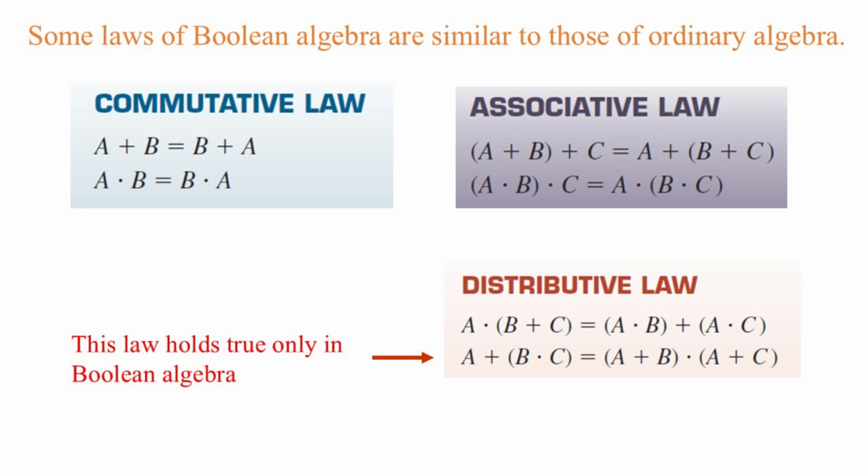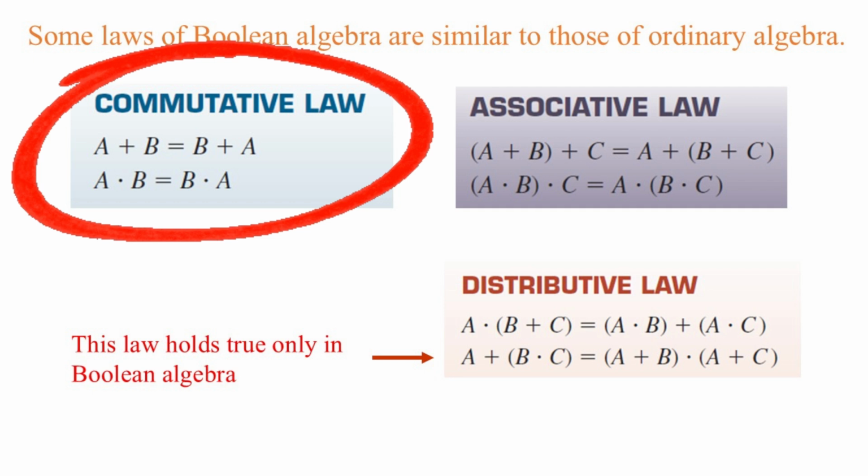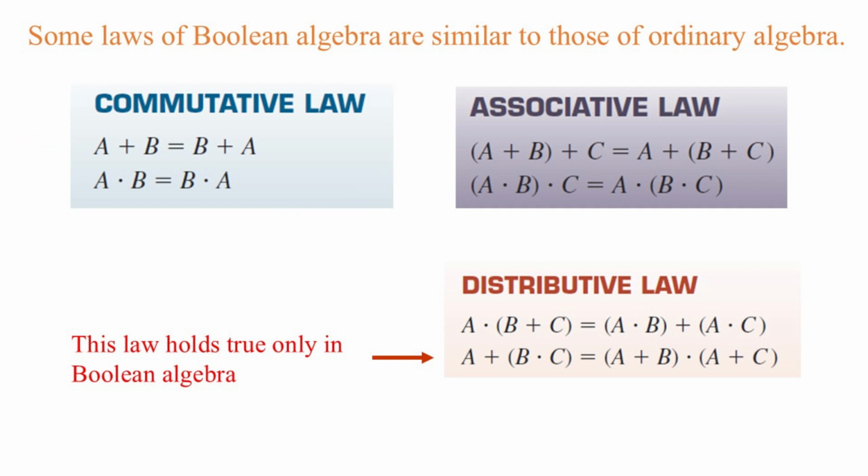The first is the commutative law. For the OR gate we have A plus B equals B plus A, and for the AND gate, A times B equals B times A. Next, we look at the associative law.